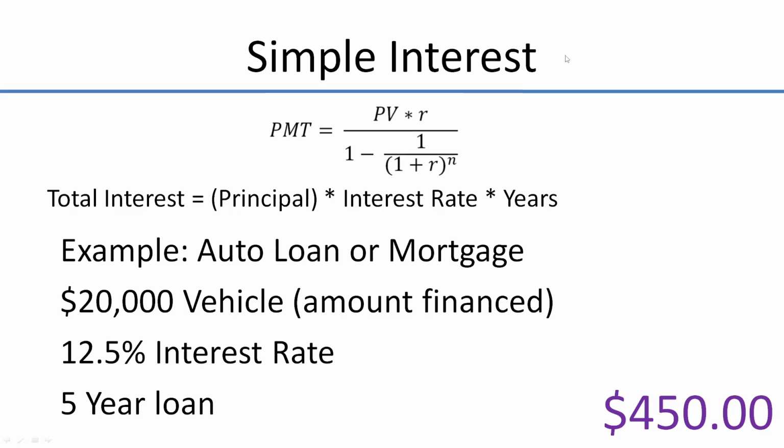And the way these work is that you're going to have a principal balance, which is going to be the beginning loan amount here. You're going to calculate out your payment here. So I have $450 listed on the bottom. That's going to be your payment.